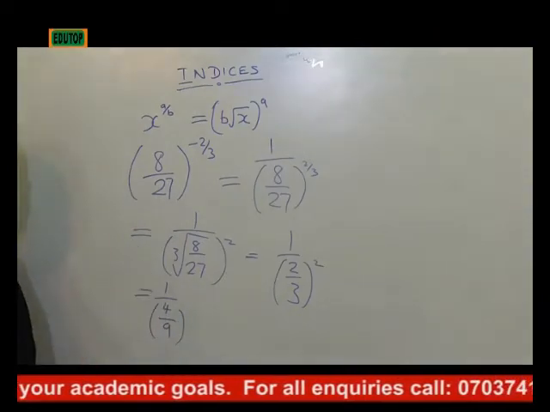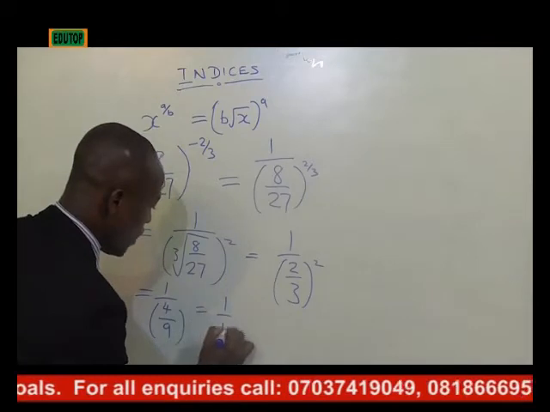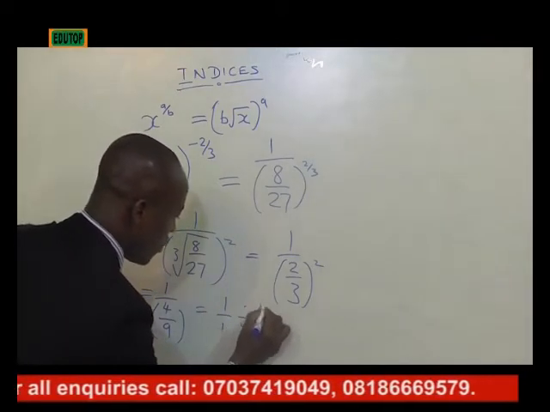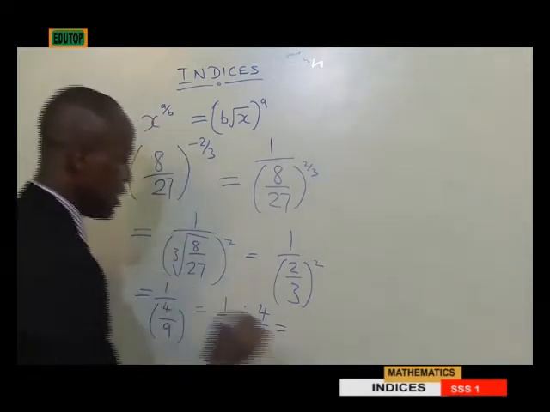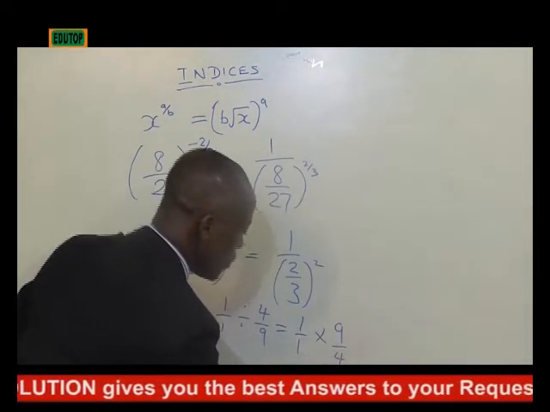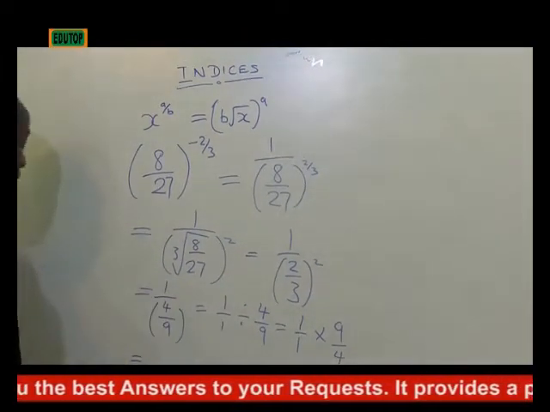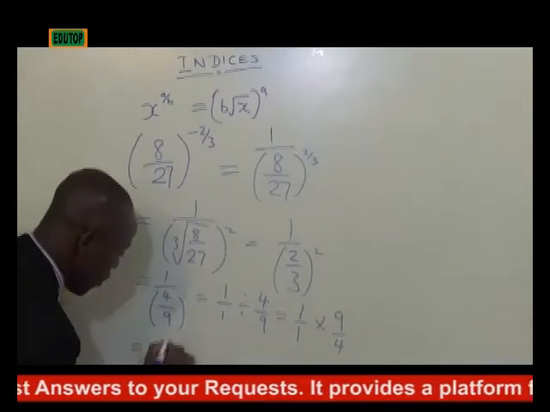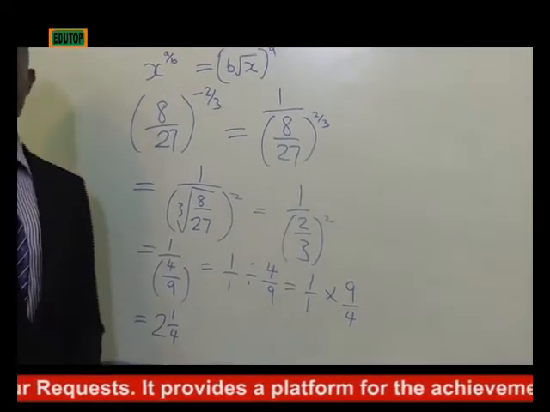Now, for us to treat this one, we don't need it. It's just the same thing as 1 all over 1 divided by 4 all over 9, which is the same thing as 1 all over 1 times 9 over 4, which is equal to 9 divided by 4 is 2, 1 over 4, which is our final answer.